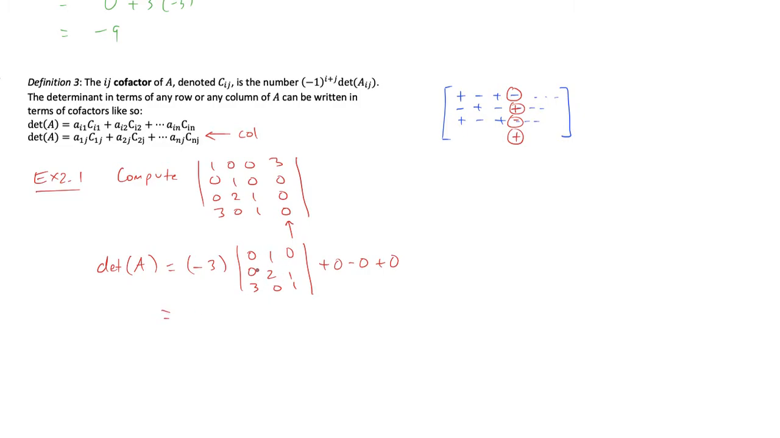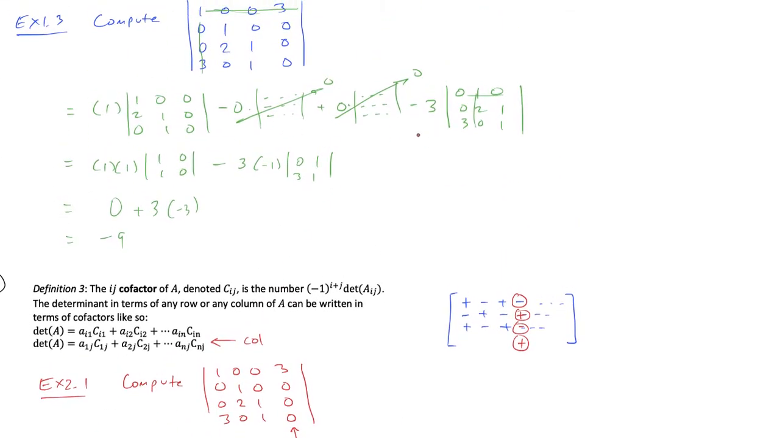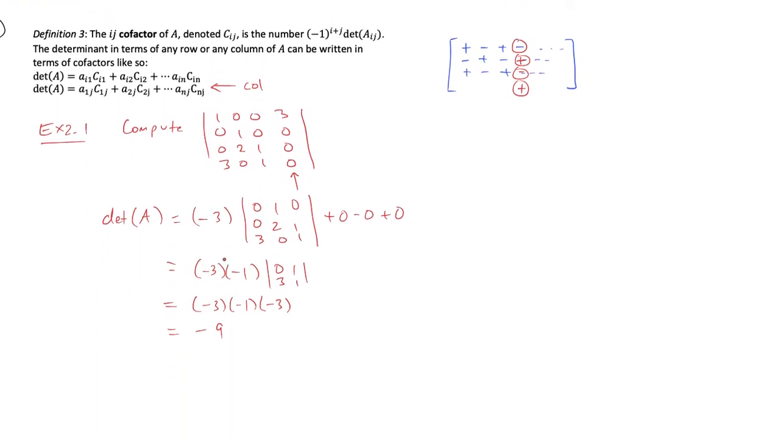And now I have this one, and I can use an arbitrary row, arbitrary column. I'm going to use the first row, and I get plus minus, so it's going to be minus 1 times the submatrix formed by deleting that row and that column, which is 0, 1, 3, 1. And that's going to be negative 3, negative 1 times negative 3, which is negative 9. So we got the same answer as before, but we didn't have quite as many determinants to compute.